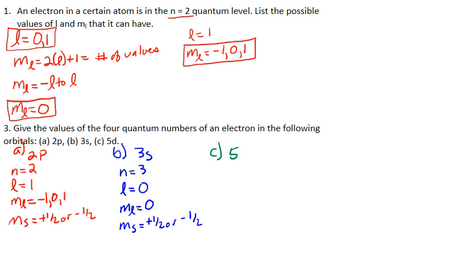So a 5d orbital. n equal to 5. L, if it's an s orbital, it's 0. If it's a p orbital, it's 1. If it's a d orbital, it's 2. My m sub L values for an electron in a d orbital are going to range from minus L all the way to plus L. There's 5 different values because there are 5 different d orbitals there. And finally, m sub s values will either be plus 1/2 or minus 1/2.